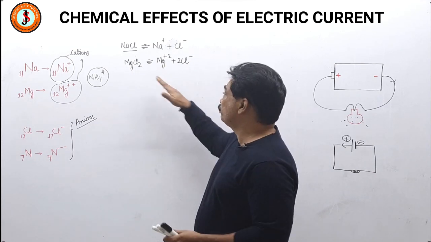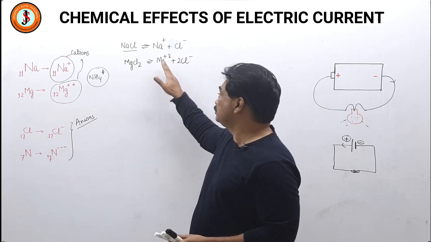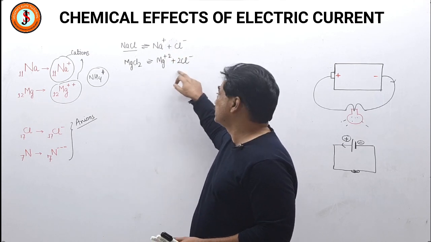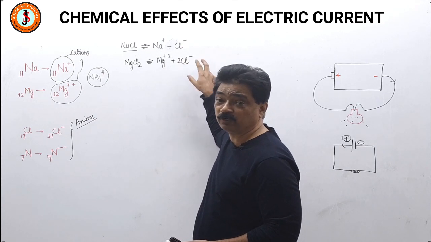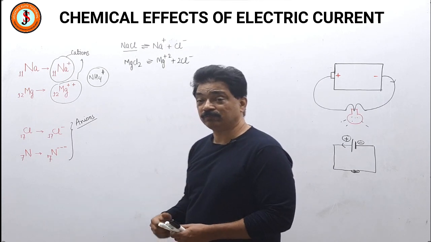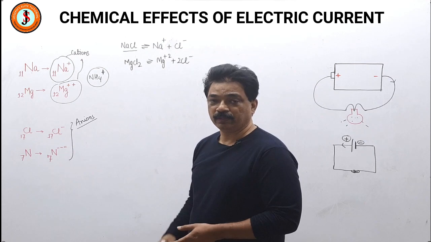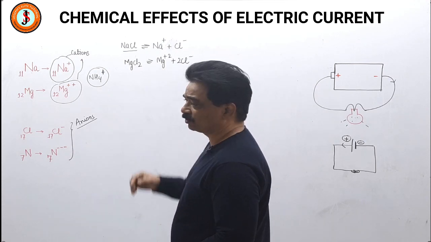And when we put this in aqueous solution, MgCl2 dissociates into Mg++, sometimes we write Mg 2+, that means 2 plus charges are there, plus 2Cl. 2Cl, I have put the 2 in front. 2Cl means there are separate 2 chlorine atoms. Did you understand? 2 chlorine atoms. So that means each chlorine atom will receive 1 electron from a magnesium atom. Alright. Now, so these are electrovalent compounds.